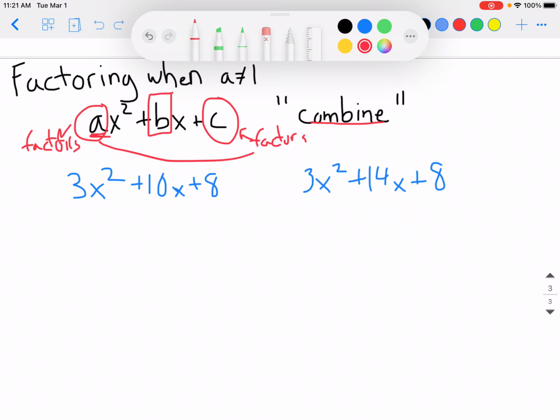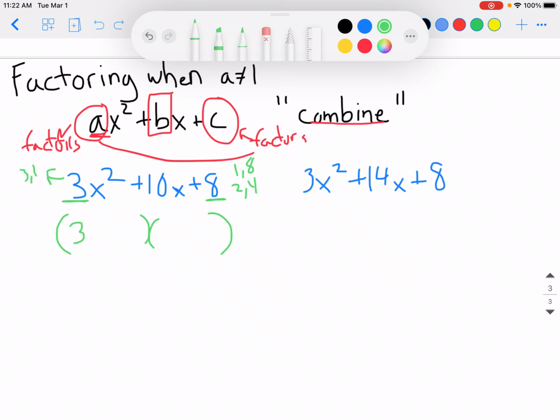Now to help us with that, I have two simple examples here. They're very similar, but there's a little difference. So let's start off with our two sets of parentheses. Now here's the thing. I'm going to start by looking at 8, and I'm going to look at 3. For 8, I have 1 and 8, and 2 and 4. For 3, it's pretty easy. I only have 3 and 1.